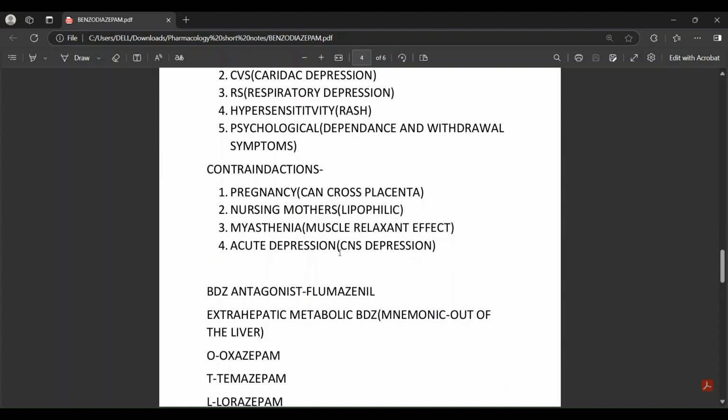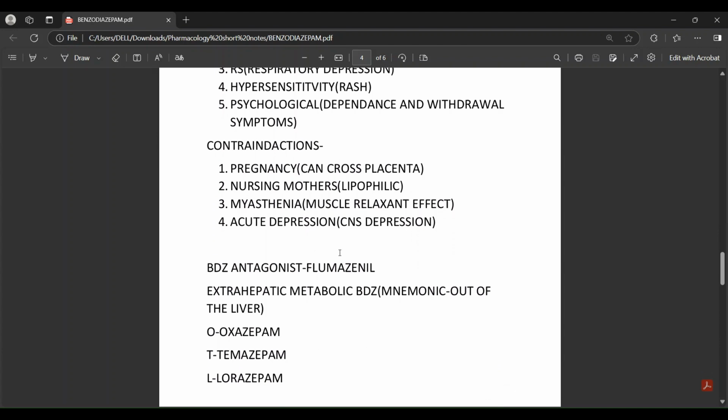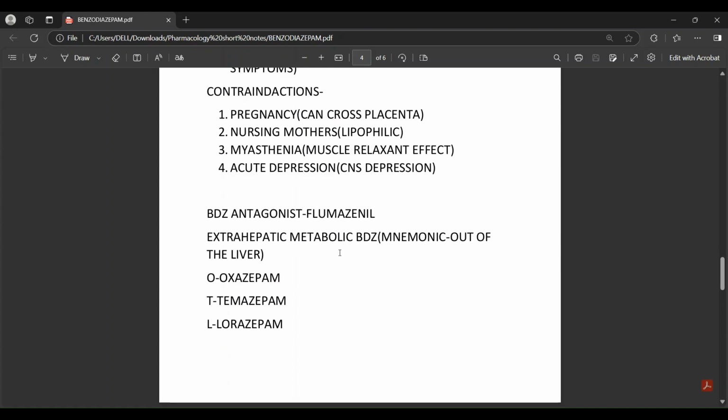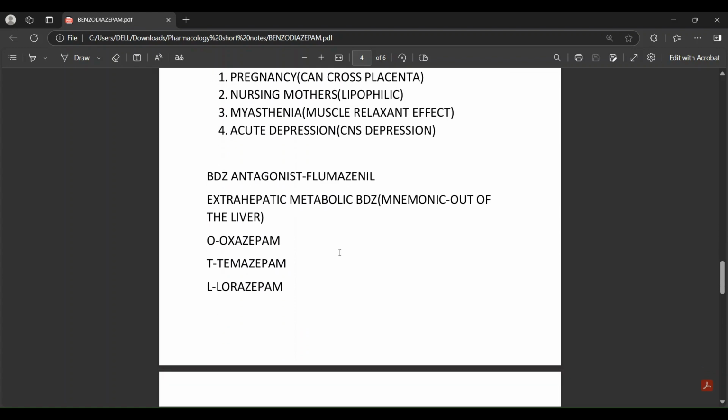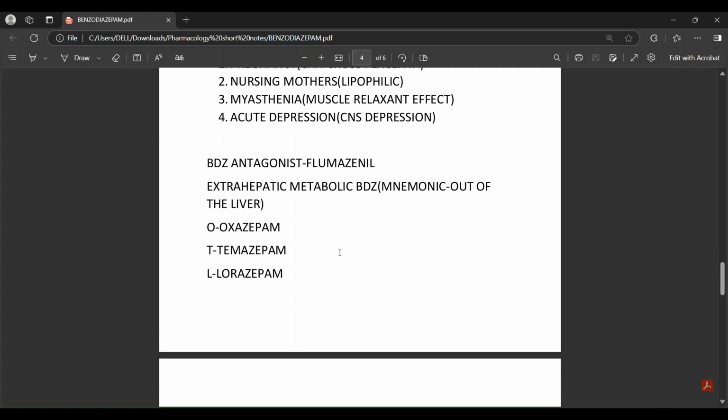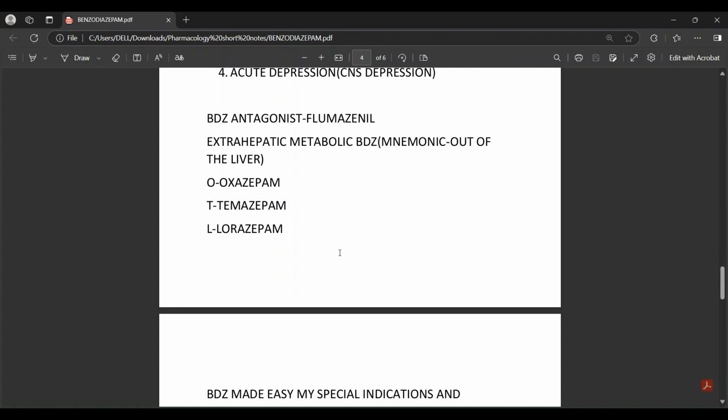Usually benzodiazepines are not used in pregnancy because they cross the placental barrier, and in nursing mothers, benzodiazepines are lipophilic, so they will mix with maternal milk. In myasthenic patients we do not use benzodiazepine either because of the muscle relaxation effect and respiratory depression. The benzodiazepine antagonist is flumazenil.